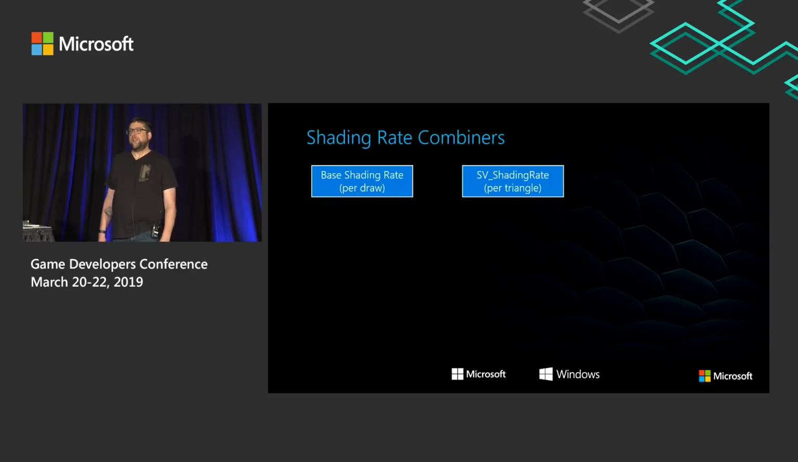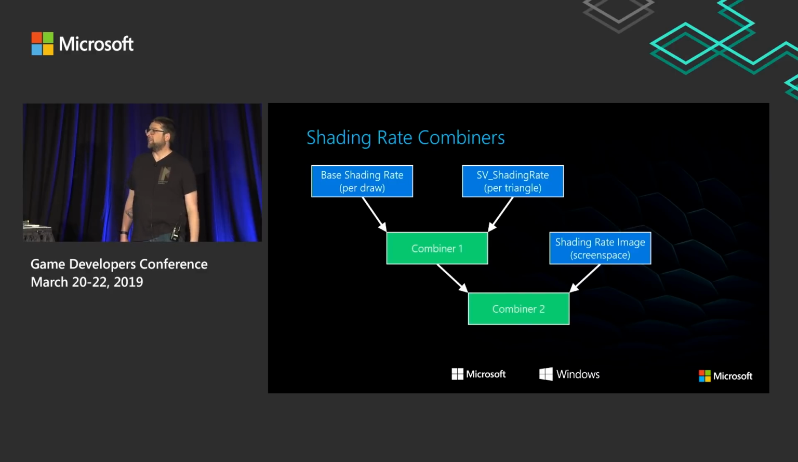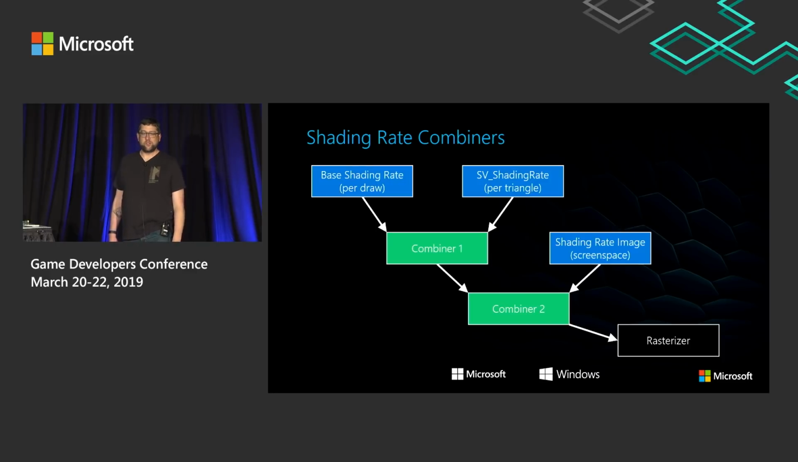And now that we have 3 different ways to control the shading rate, per draw call in tier 1, plus your choice of per triangle or per screen space image in tier 2, what happens if you use more than one at a time? This is done using a fixed function combiner mechanism. So we have the per draw shading rate and the per triangle shading rate, and these two values get fed into a combiner. Then we add in the image-based screen space shading rate and feed that into a second combiner. And the result of that second combiner is what is used to drive the rasterizer.